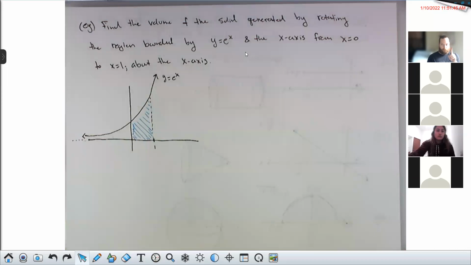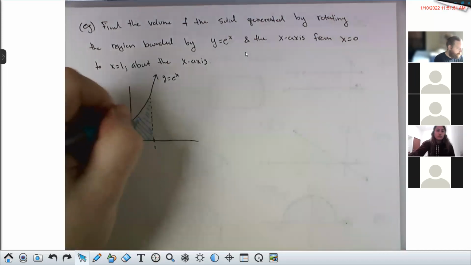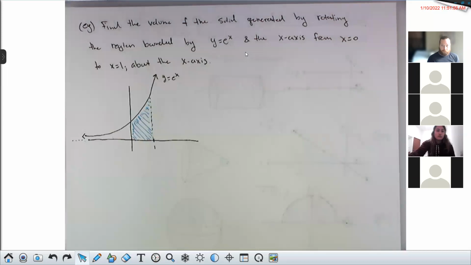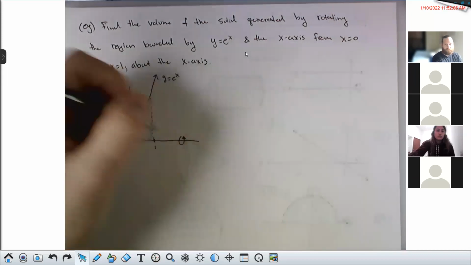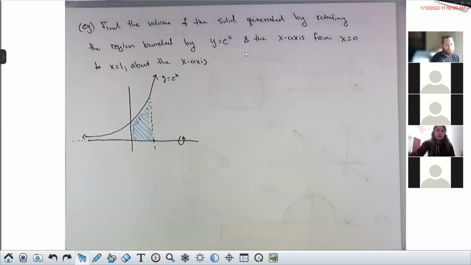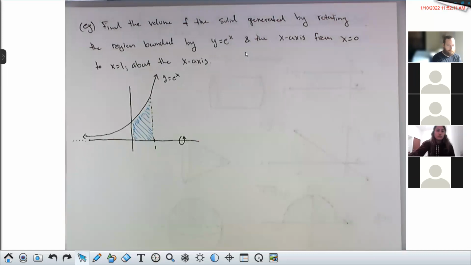Step 1, draw your graph. Step 2, identify and shade your region. It's not always immediately obvious what your region is, even if you've drawn your graph correctly, so sometimes you'll need to think about that a little carefully. Step 3, add in your axis of rotation. Here, we're just rotating around the x-axis. Later, we will rotate about other lines. But for now, that's it.